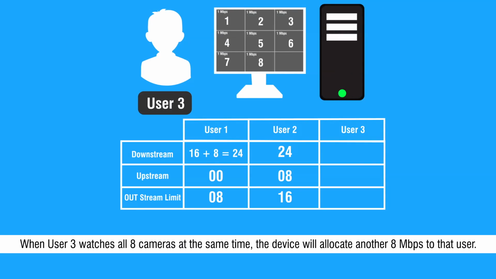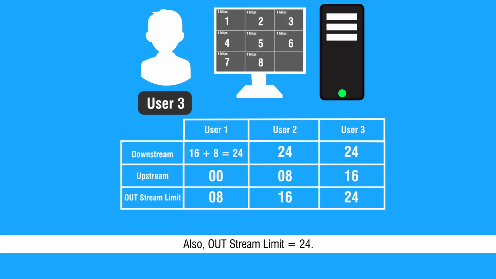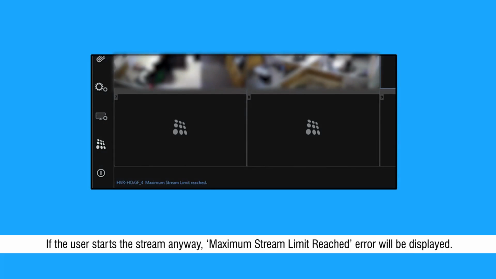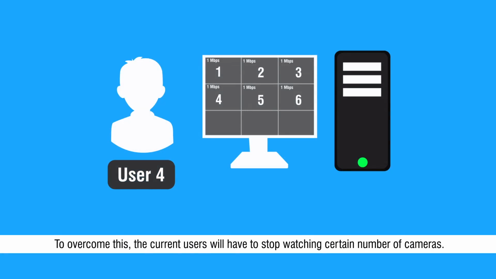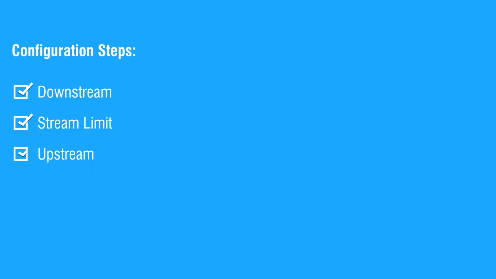When user 3 watches all 8 cameras at the same time, the device will allocate another 8 Mbps to that user. So downstream in this case is again 24 Mbps, but upstream is 16 Mbps. Also, outstream limit is 24. Now, as the outstream limit is reached, the device will not be able to stream any more cameras. If the user starts the stream anyway, maximum stream limit reached error will be displayed. To overcome this, the current users will have to stop watching certain number of cameras. This completes all the parameters.